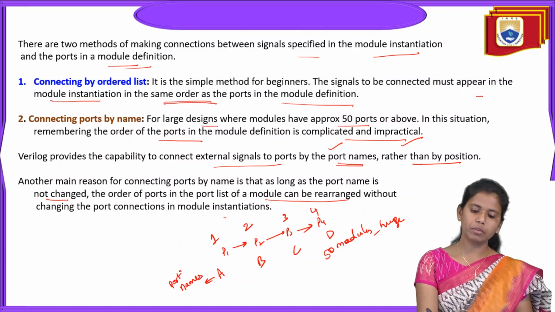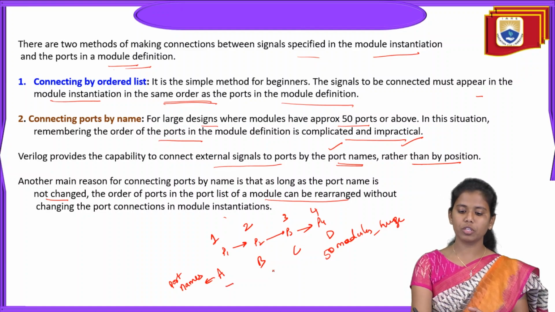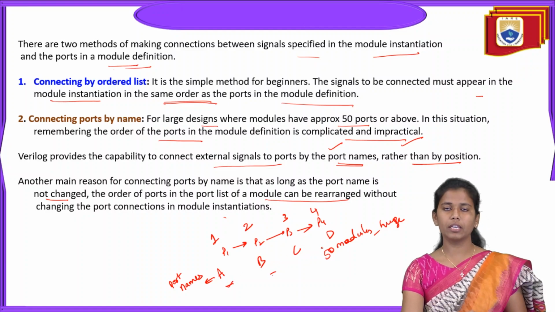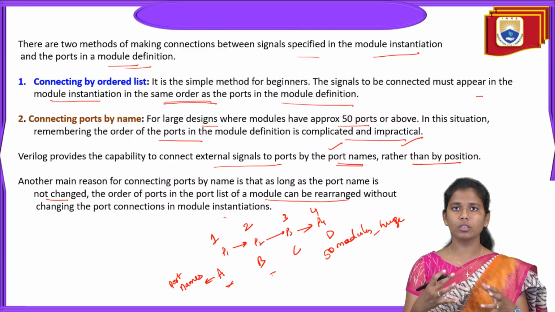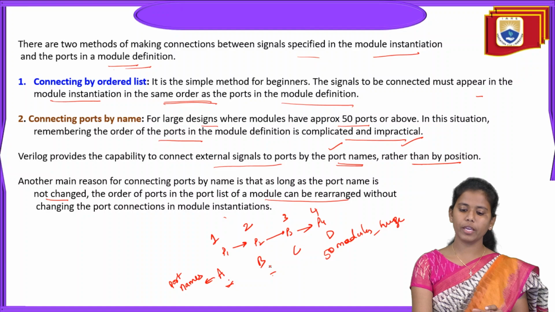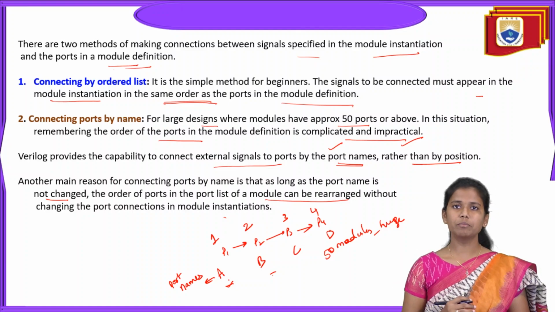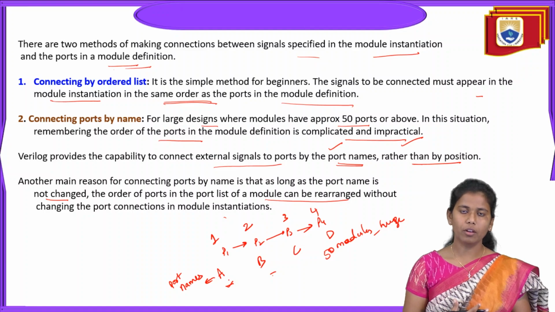What happens when I'm constructing a module? I have to consider all the ports with respect to the names: A first, B second, C third, and D fourth. It is easier if you don't change the names. When constructing a particular design, I consider the names of the ports A, B, C, D as 1, 2, 3, 4. Sometimes there is a possibility of changing the names. If I don't change the names, it is easy for me to reconstruct the module. That's what it's saying.